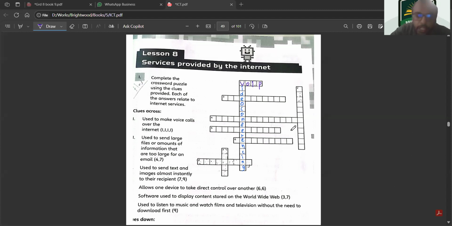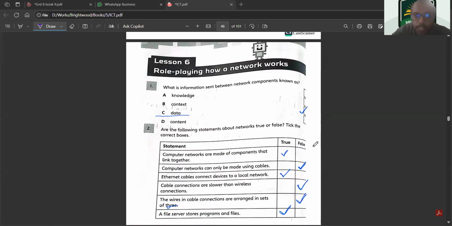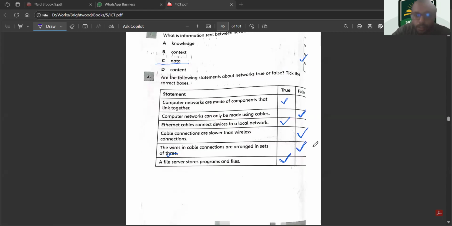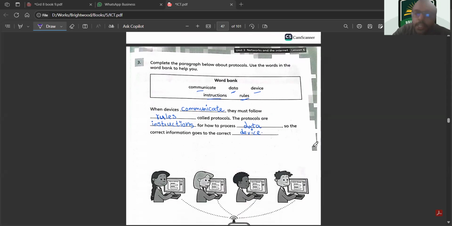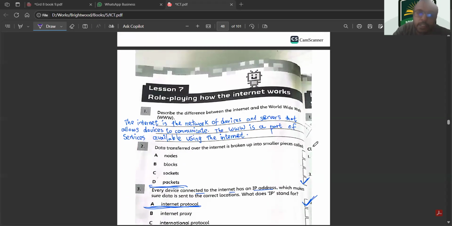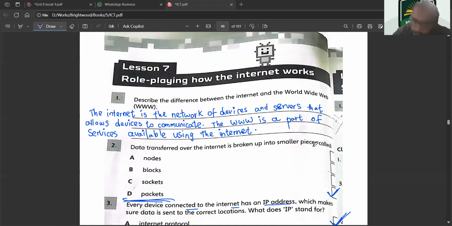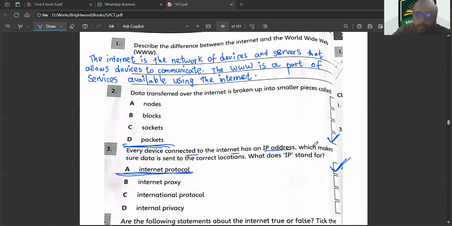And later on we will discuss it. I think the previous answers you already wrote. Firstly, the data. Next are true, false, true, false, false, true. And here the answers: communicate, check it, rules, instruction, data and device. The internet is the network of devices and servers that allows devices to communicate. The www is a part of the services available using the internet.